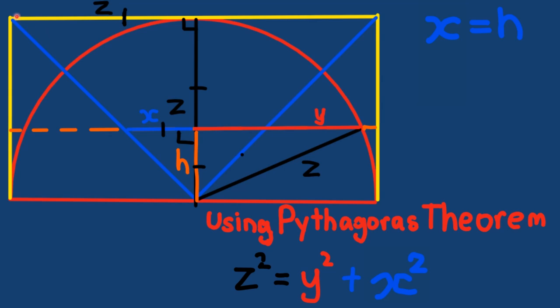So here, the lengths Z and Z are the same, which makes this an isosceles triangle. Since X and H fall in the same shape, these triangles are similar, making this 45 degrees, and here will also be 45 degrees. So using Pythagoras theorem, Z squared is equal to Y squared plus X squared.